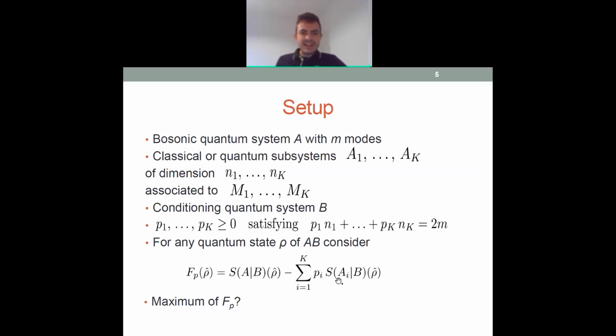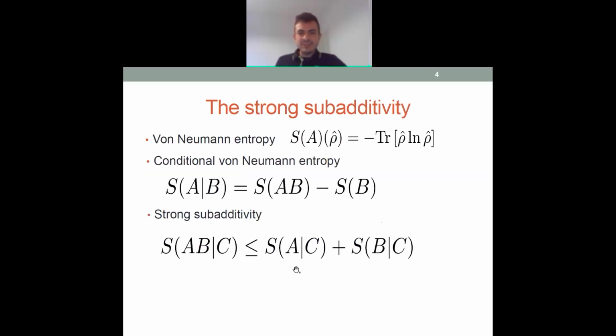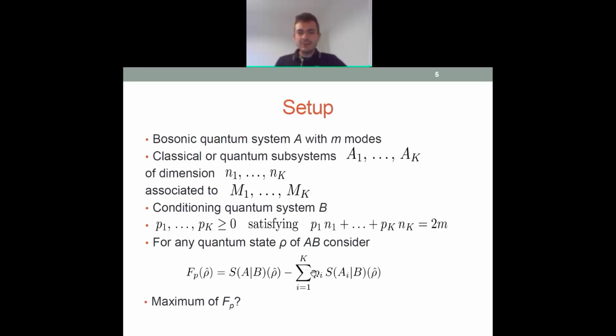And furthermore, while in the standard version the constants in the linear combination are given, they are 1, in the generalized version we can tune the constants appearing in front of these conditional entropies to the desired values, provided they are non-negative and they satisfy the scaling condition.